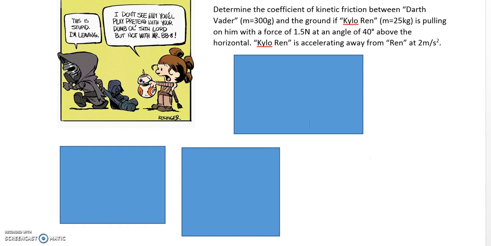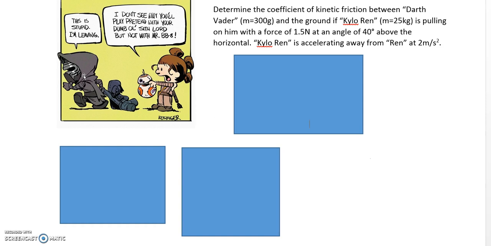Shocking. So it says here, determine the coefficient of kinetic friction between Darth Vader, that would be this little cute dolly right here, and the ground. If Kylo Ren, that would be played by Calvin over here, is pulling on him with a force of 1.5 newtons at an angle of 40 degrees above the horizontal. So he's pulling him up and to the left.